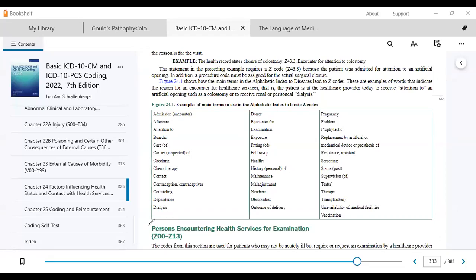Please pay special attention to this chart, table 24.1. These are the keys to the kingdom. These are the main terms you will use in the alphabetic index to locate these Z codes. And some of them you've already seen before. These are things: pregnancy. Note that there's also dependence, problem, exposure, healthy, history, personal love. We can also have history, family, newborn, and others.